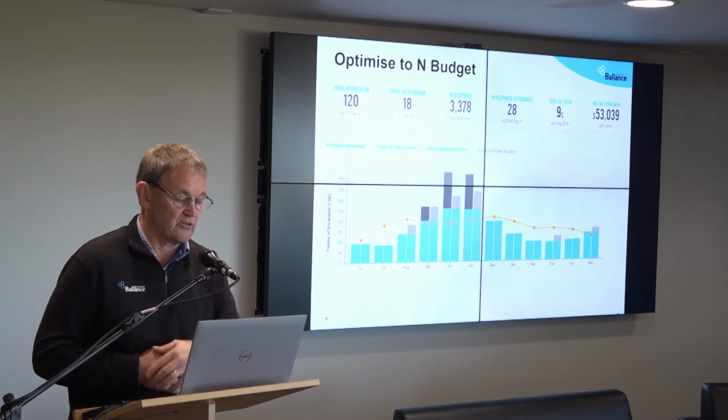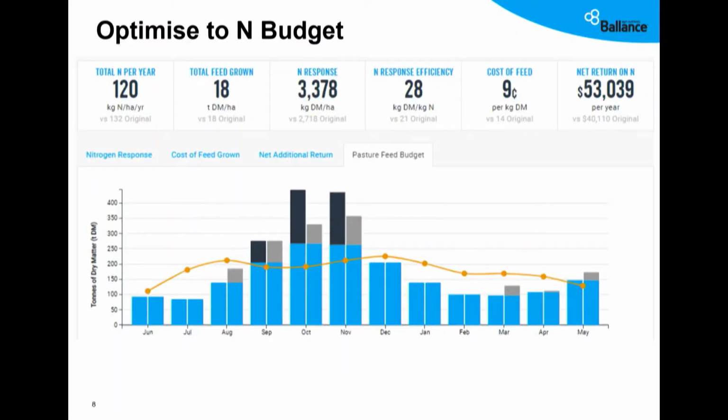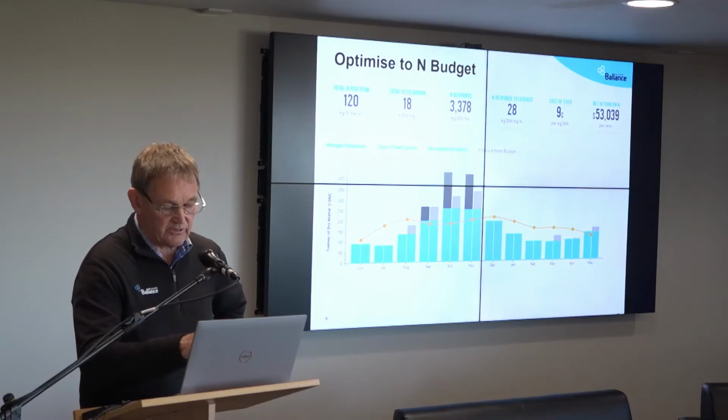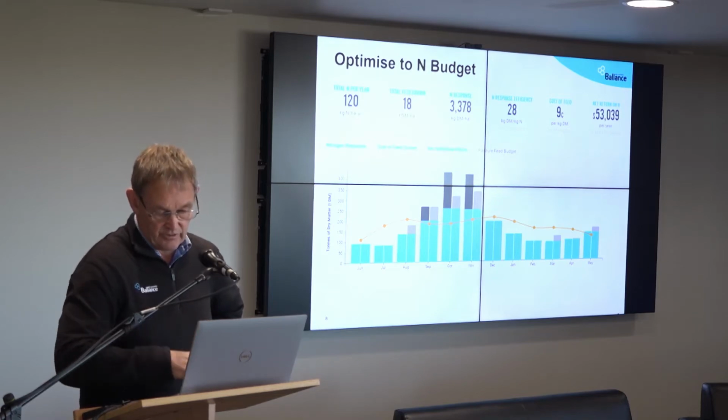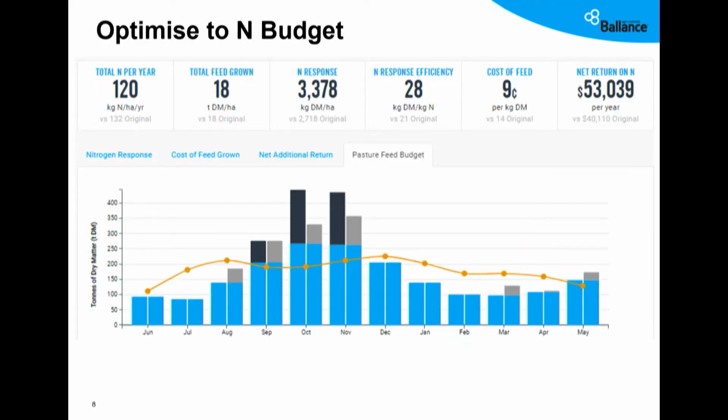And I'll show you there now, there's 4 other pages. I've just focused on the pasture feed budget page, but there's a nitrogen response page looking at the nitrogen response that you're getting within each month, cost of feed grown in each month, and net additional return on nitrogen applied as well. So those are in there, but I haven't focused on them today. And here, as we look across, we'll see the numbers are quite different. We're getting a very good return on cost of feed grown, but all that nitrogen's applied in those high growth months, and a massive increase in potential net return on N invested.